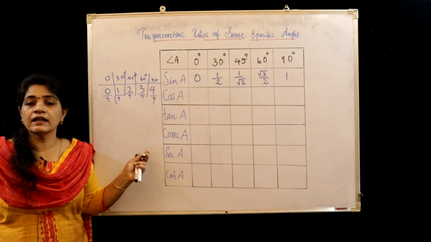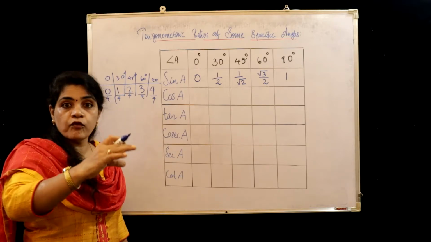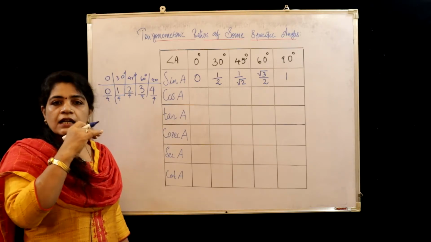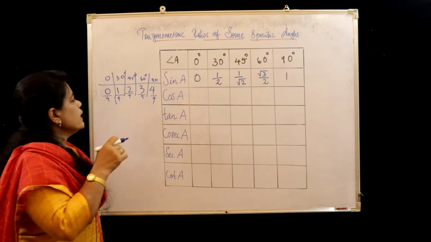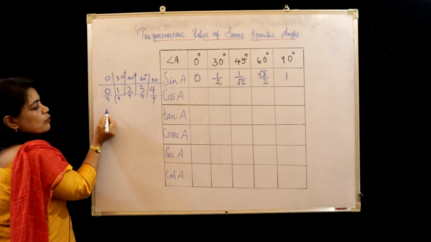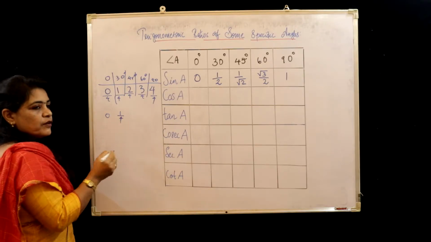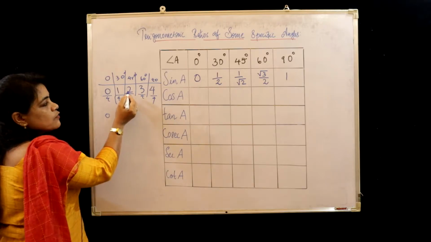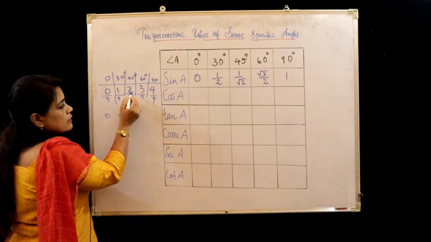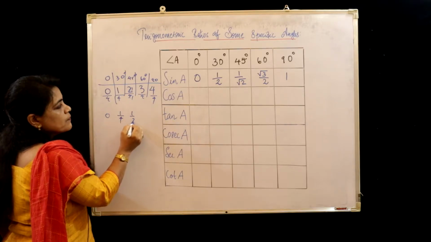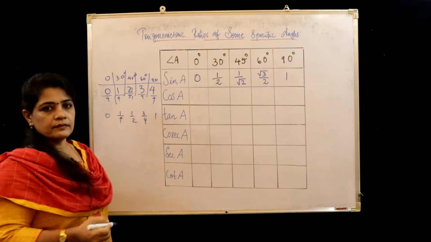Is it okay children? What I did is I just wrote the whole numbers from 0 to 4, and divided those numbers by 4. Then we can simplify. 0 by 4 is 0 itself. 1 by 4 we can't simplify further, 1 by 4 itself. But 2 by 4 can be simplified: 2 and 2 into 1 time, so 1 by 2 comes. Here 3 by 4, and for the last, 4 by 4 is 1.